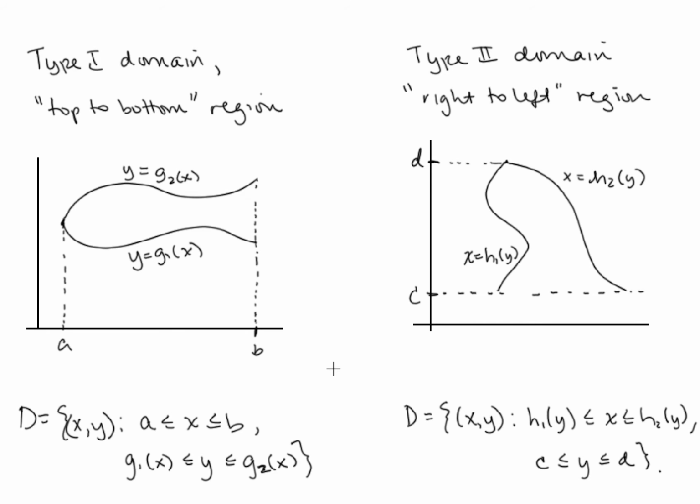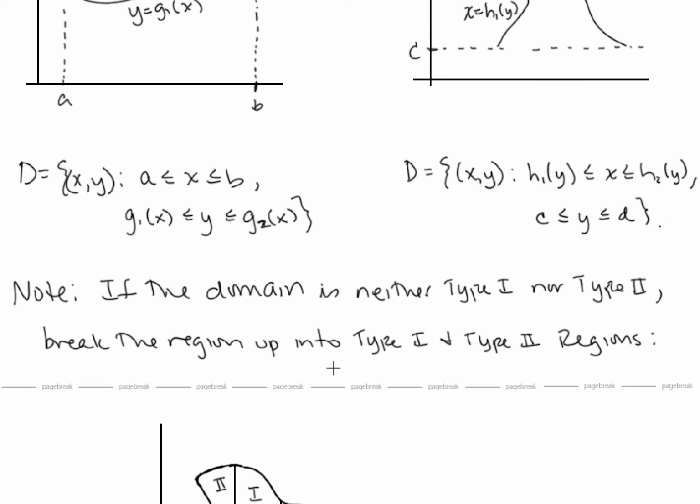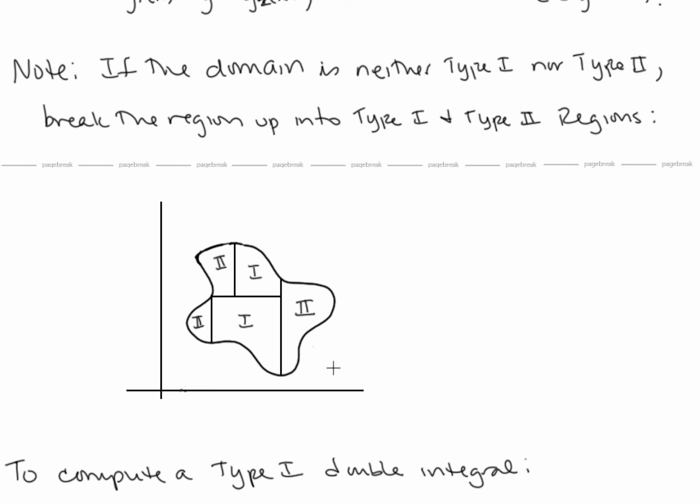Now you might be wondering, well, what if our region can't be described as a type 1 or a type 2? Well, in that case, we just have to break it up into smaller regions that can be described that way. So this complicated domain here can be broken up into these 5 regions. This one's a type 2, it's a right to left. Here's a right to left.